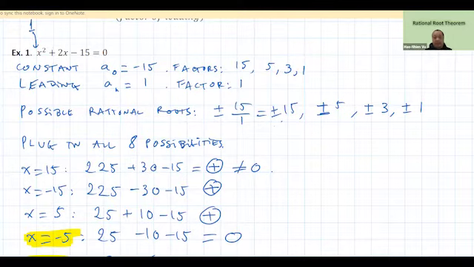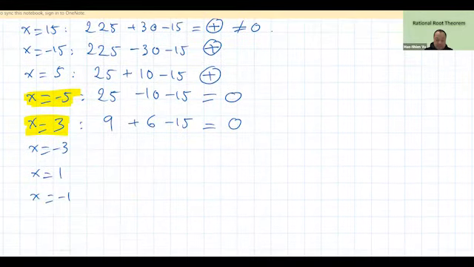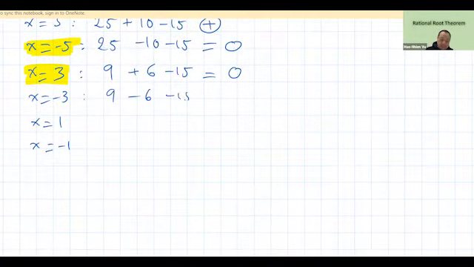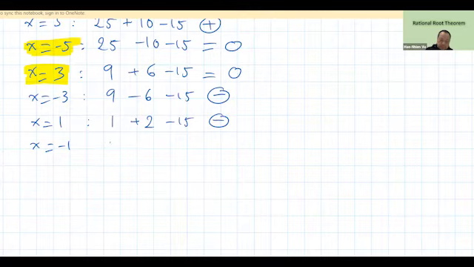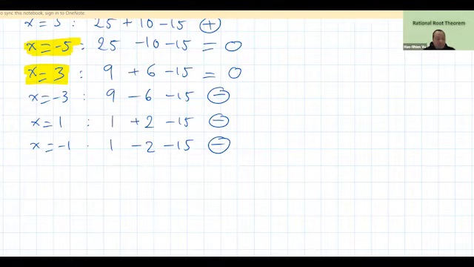At this point, since the equation is quadratic of degree 2, and I already found 2 roots, I really don't need to go on, but for sake of completeness, just to show you how this works, I'm going to go through the rest of the possibilities. 9 minus 6 minus 15, some negative number, that's not a root. Okay, 1 squared is 1. So yeah, nothing else, as expected. x equals negative 5 and x equals 3 are the roots.